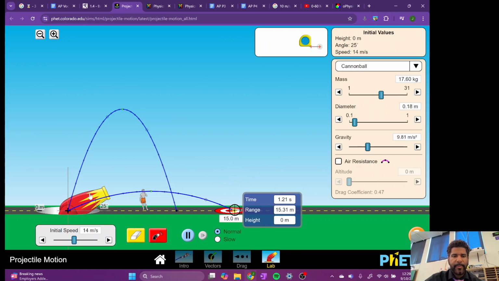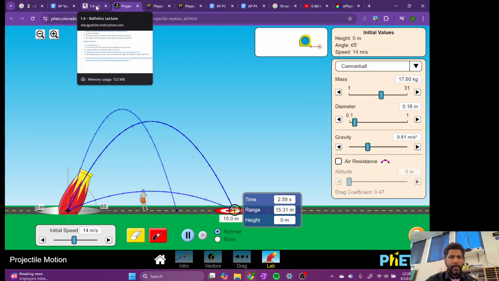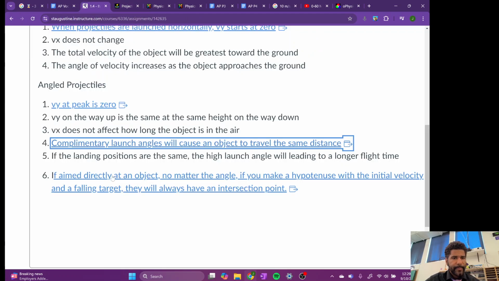We have 15.31. Let's go to 65, the complement of 25. We will hit the same range. However, we will notice that the time spent in the air was longer when it came to a higher angle. And the reason for that, yes.